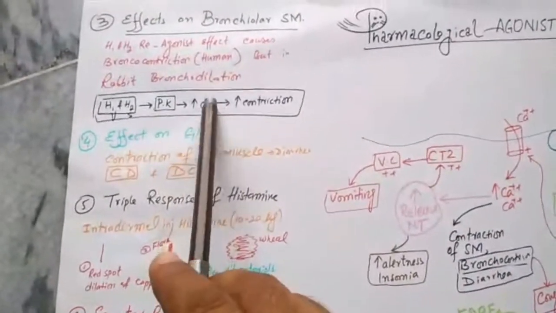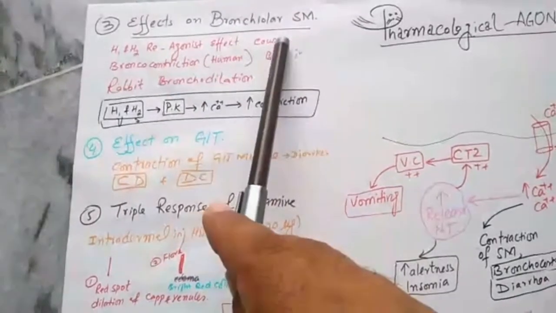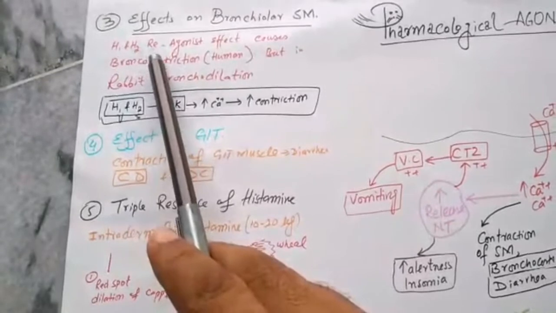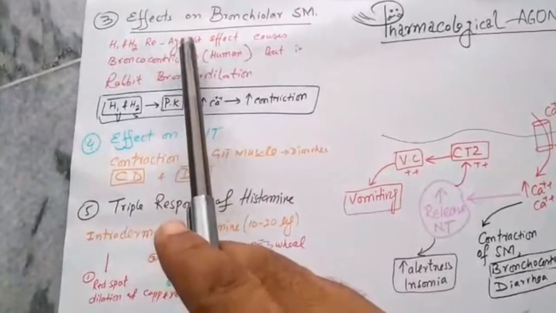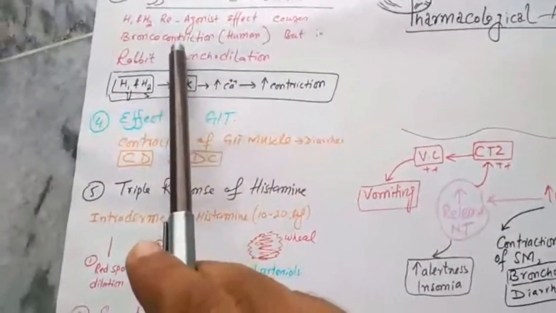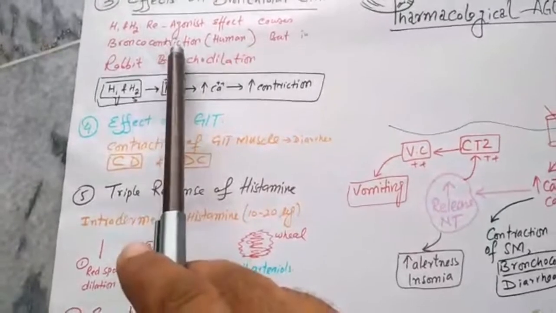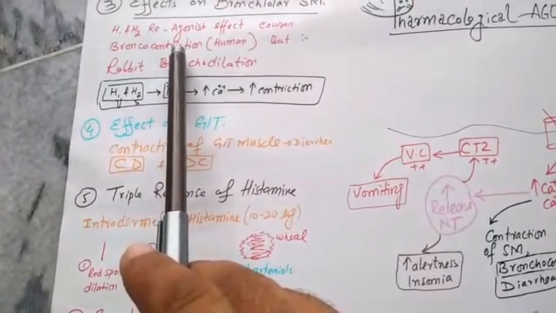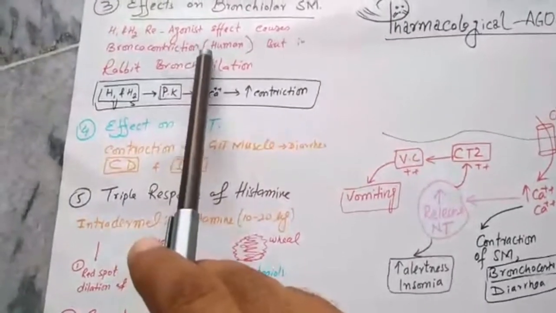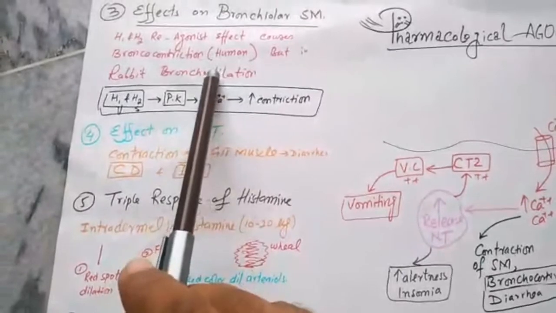The biological actions of histamine on bronchial smooth muscles. H1 and H2 receptor agonists cause bronchoconstriction, but this constriction depends upon species. In humans it causes contraction, but in rabbits it produces bronchodilation.